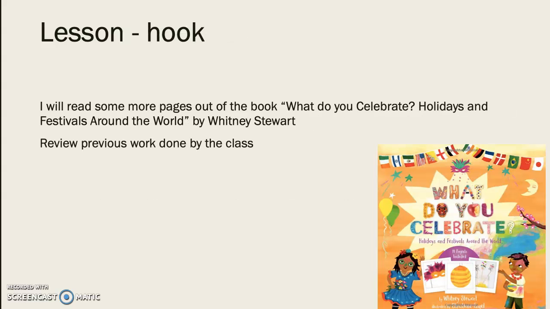And so for this lesson, my hook would be to continue reading out of this book, which I would probably have read a few pages out of before as another hook. This book is really great. It's called What Do You Celebrate? Holidays and Festivals Around the World by Whitney Stewart. We would read some more pages out of that, and maybe the holidays we read would be ones that students have already chosen for their assignment. It just would depend.